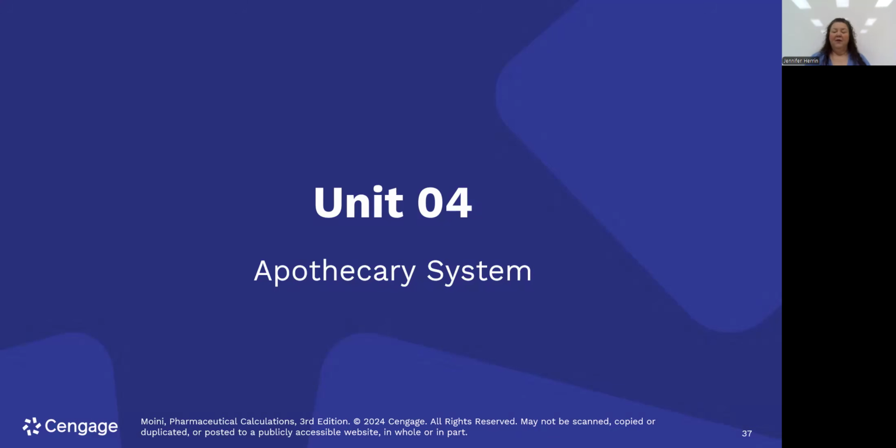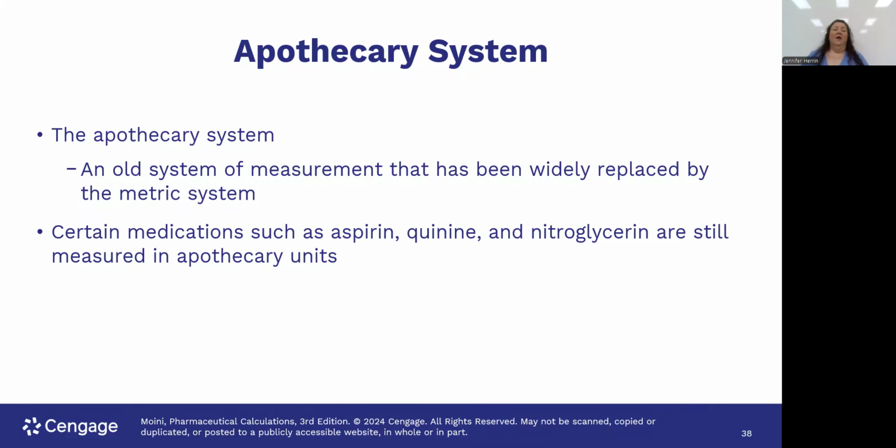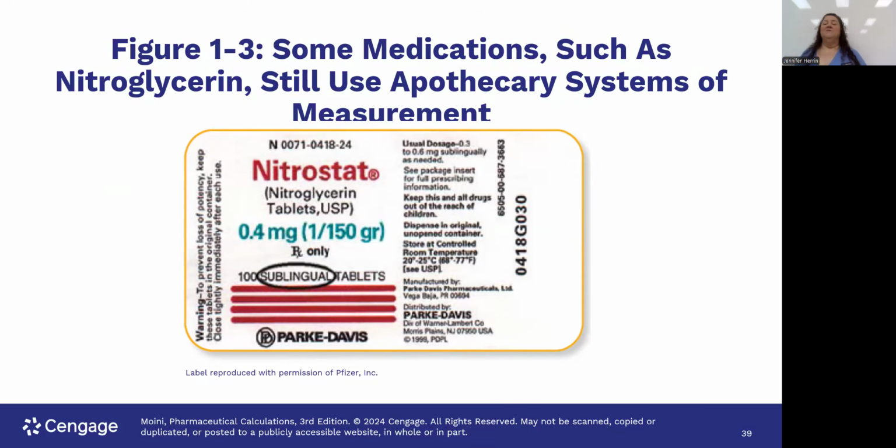Which then brings us to our apothecary system, Unit 4. The apothecary system is an old system of measurement that has been widely replaced by the metric system. However, we have certain medications such as aspirin, quinine, nitroglycerin, some electrolytes and various others. I think codeine is still measured in apothecary units in some instances, which is why we as pharmacy technicians these days have to be familiar with these different types of systems.